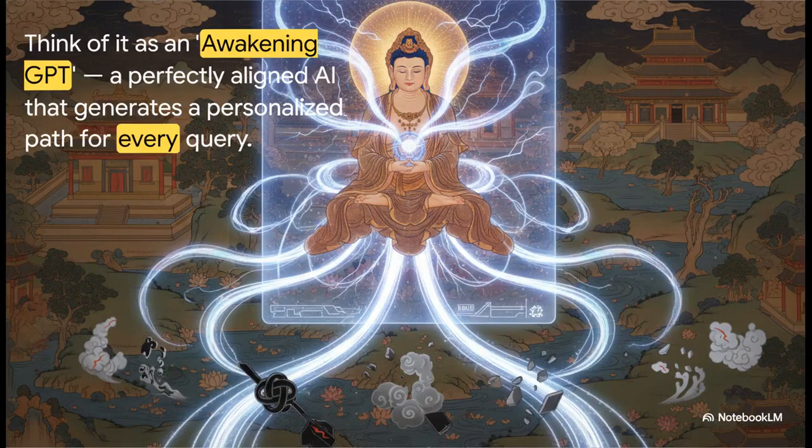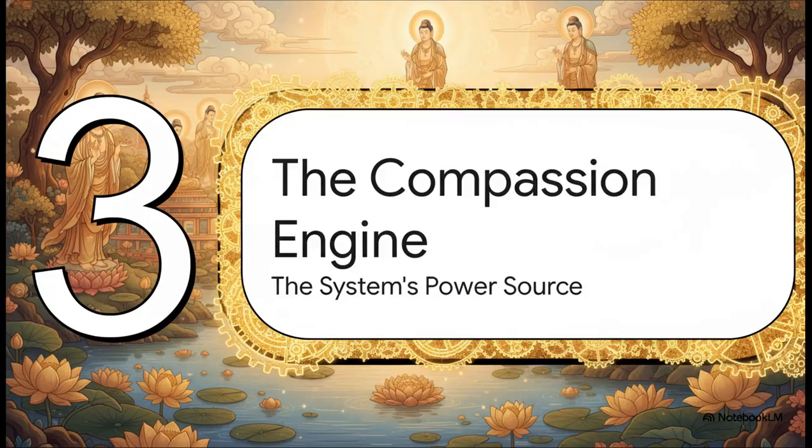To put this in a way we can all get our heads around today, think of it like an awakening GPT. Seriously, imagine an AI that has infinite context, absolutely zero bias, and is perfectly aligned with one goal, awakening. It's not spitting out some pre-written answer. No, it generates a real-time, perfectly tailored path for you based on your specific question or your state of mind at that very second. But what powers a system like that? Where does the energy come from? Well, that brings us to the second piece, the Bodhisattva's compassion engine.